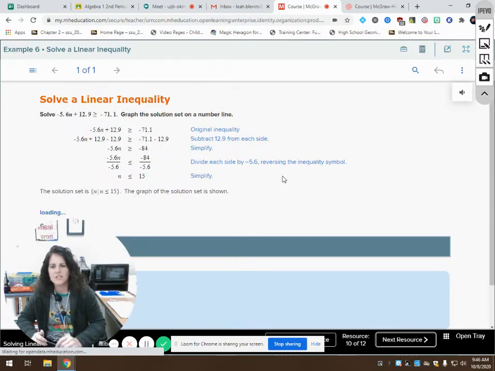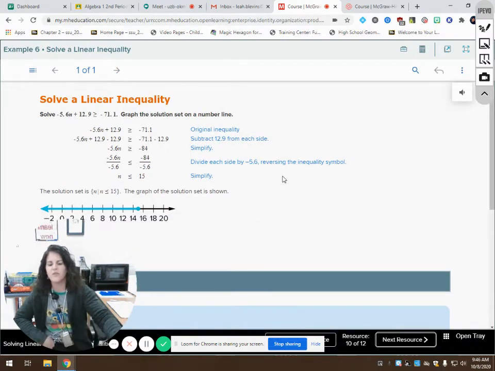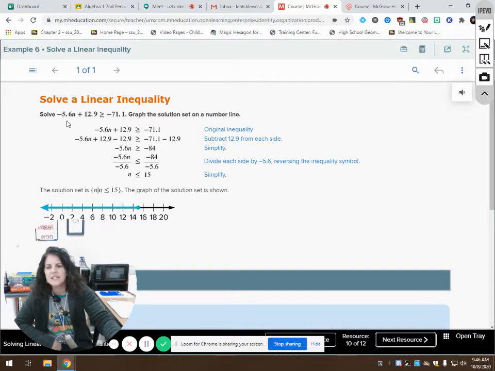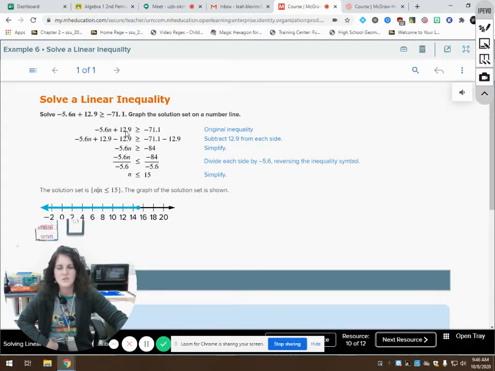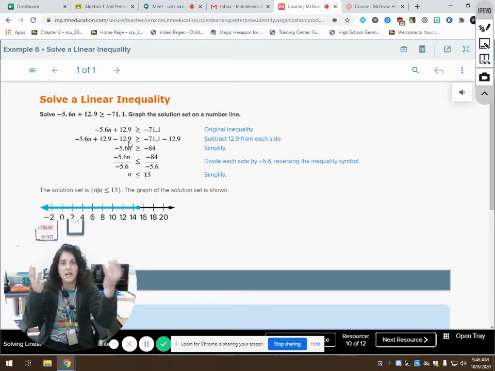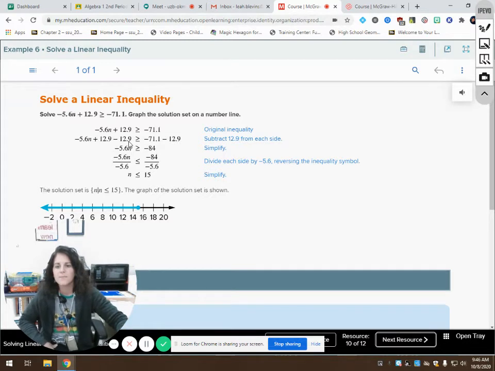We're going to solve this linear inequality. Looks like it's already been set up for us, so that's nice. It says negative 5.6n plus 12.9 is greater than or equal to negative 71.1. So first we've got to get rid of this positive 12.9. We get rid of a positive 12.9 by subtracting 12.9. Again, property of equality: if I do it to one side, I've got to do it to the other to be fair. So I subtract 12.9 from both sides.